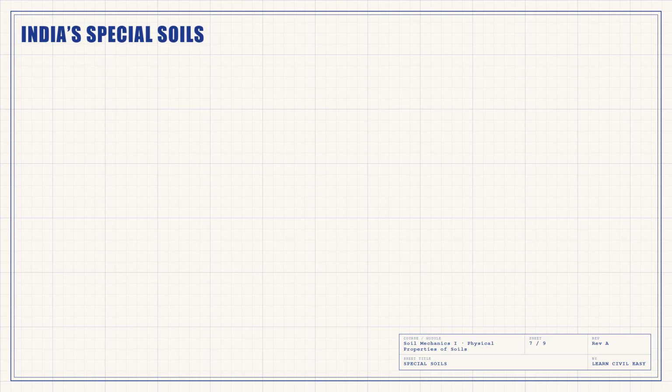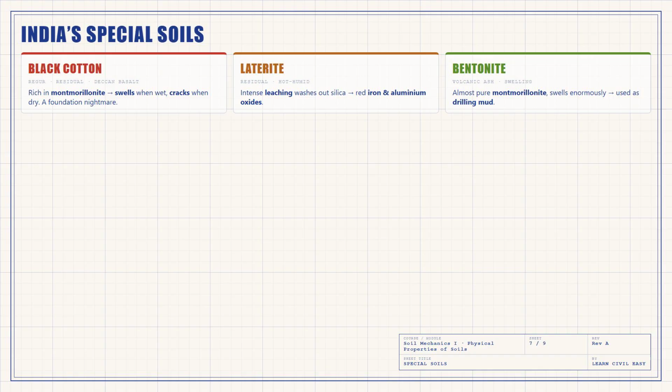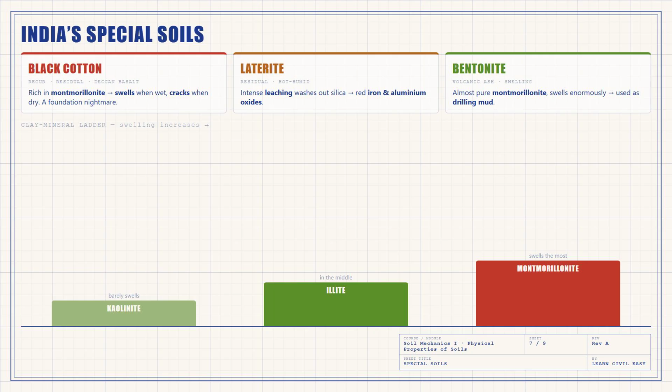Now, a quick tour of the special soils that India's exams love. Black cotton soil, also called Regur, is rich in a clay mineral called montmorillonite. So it swells when wet and cracks when dry, making it a nightmare for foundations. Laterite is formed by intense leaching in hot, humid climates, which washes out the silica and leaves behind red iron and aluminium oxides. Bentonite is decomposed volcanic ash, almost pure montmorillonite, and it swells enormously. That is why it is used as drilling mud.